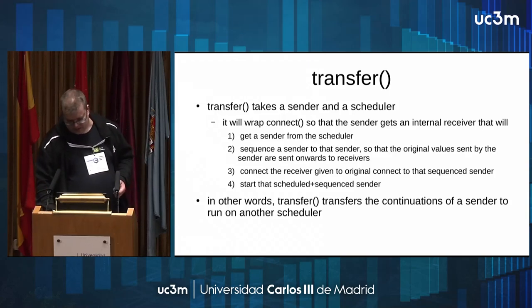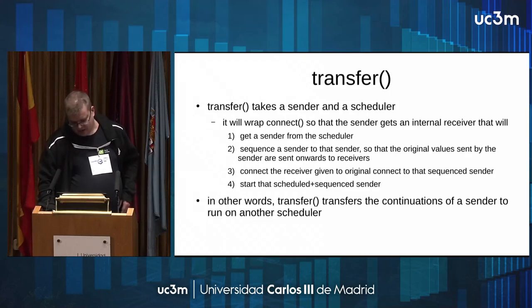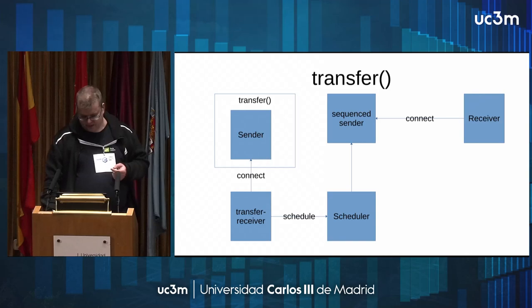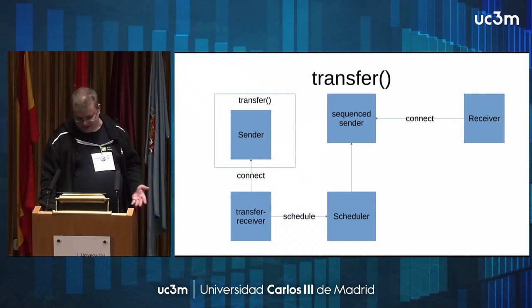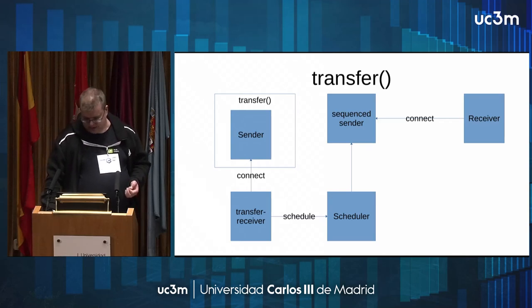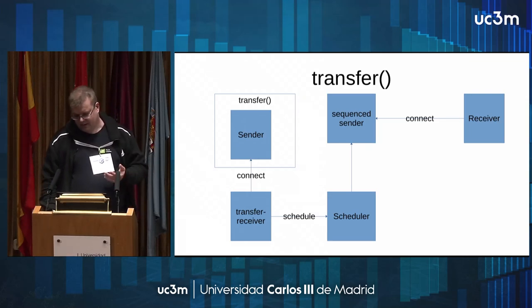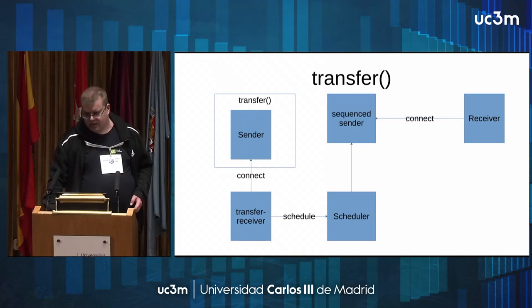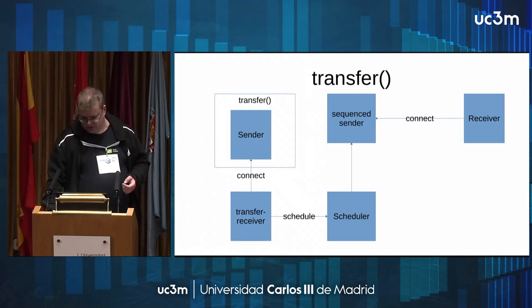So this is a little bit complicated, but it's kind of simple as well, because what happens here is that the original completion causes a new operation to be scheduled on a different scheduler, and it will just convey the values there. So what it does is that it takes the original sender, connects the transfer receiver to that, and that transfer receiver's completion will cause the scheduling of new work on that scheduler. And then what ends up happening is that we run that sequenced sender there, and that receiver in that picture is the original receiver. So it will get a completion on a new execution context.